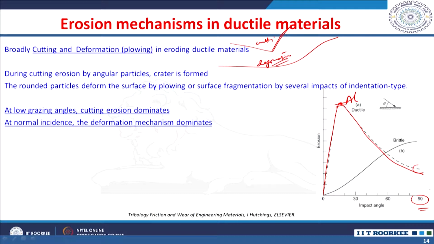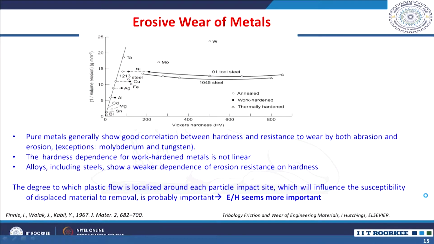So, erosion is reduced after this peak angle, the angle at which the peak in the erosion is observed. But at normal incidence the deformation mechanism is dominating. So, here it is the cutting and here it is the deformation. The deformation mechanism dominates in ductile materials and leads to less erosive wear, whereas when cutting dominates, it leads to higher erosion wear. So, at lower angles cutting is more dominant, and at normal incidence or higher angles the deformation mechanism is dominant.